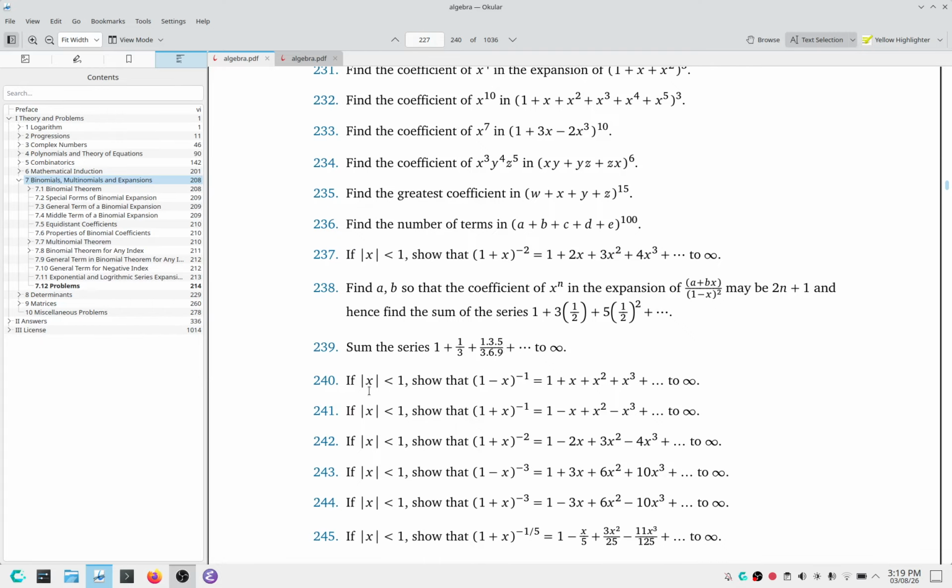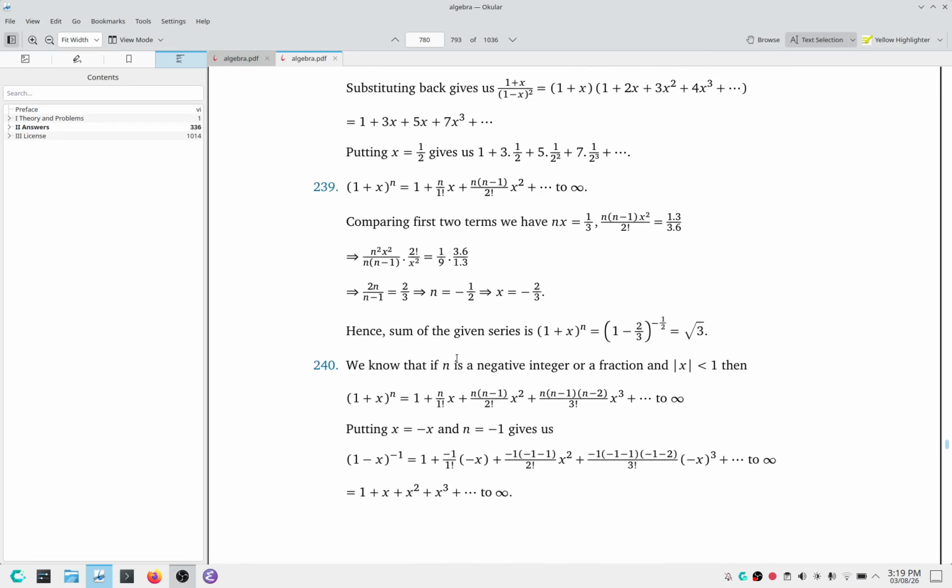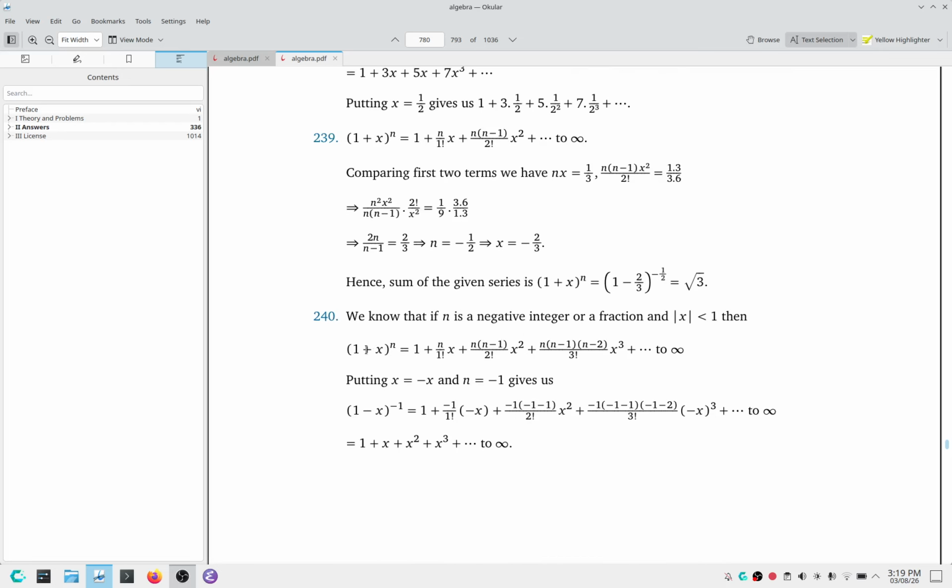Question 240 says that if mod x is less than 1, show that (1 minus x) to the power minus 1 is equal to 1 plus x plus x square plus x cube up to infinity. So the series we already know, we put x equal to minus x and n equal to minus 1, and we directly arrive at the answer by evaluating this. So with this, we come to the end of 240 problems.